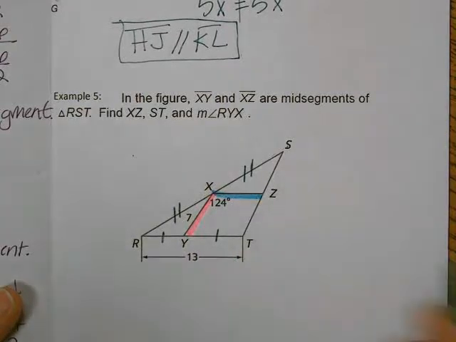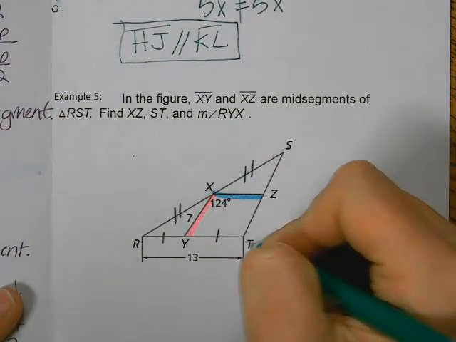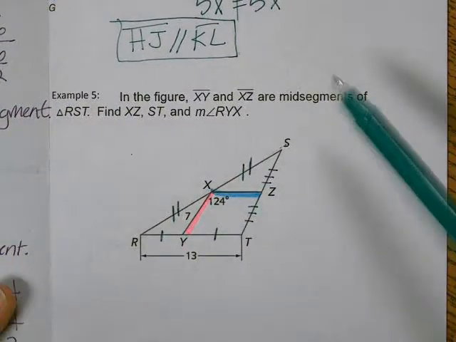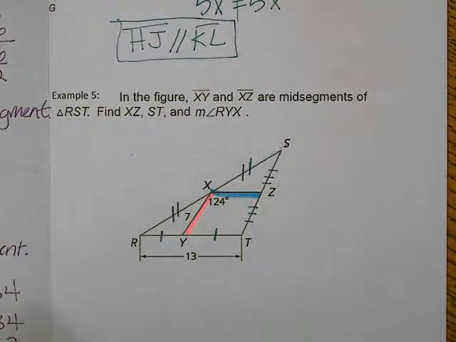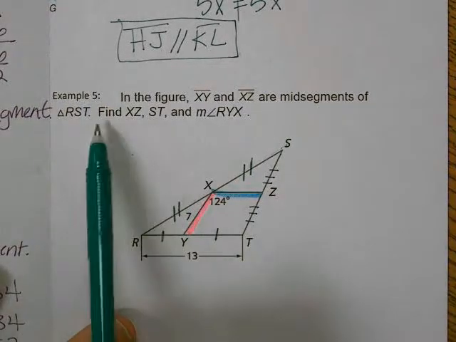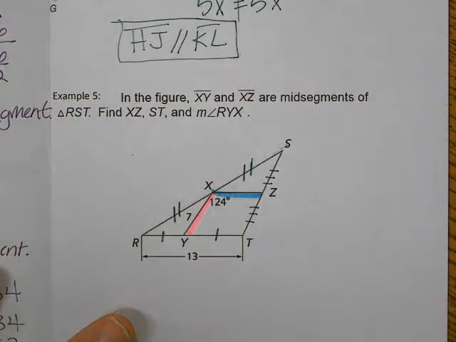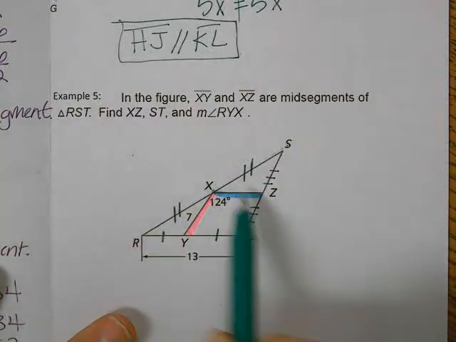XZ is also a midsegment, therefore this Z is the middle of TS. That's what midsegment means. Remember, it's the middle. So that means that these are also congruent. Okay, so that's all the things I know about a midsegment. So let's move on. It says, find the length of XZ. So how long is XZ? That's this length right here, the blue length. So let's start with that.